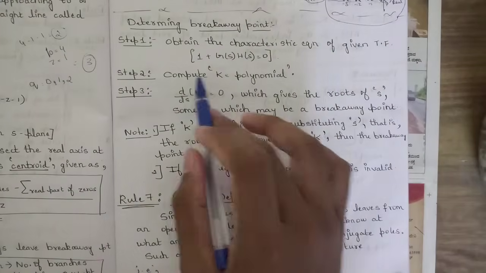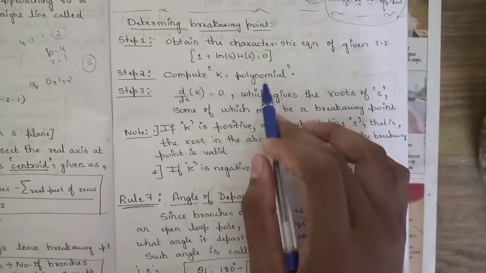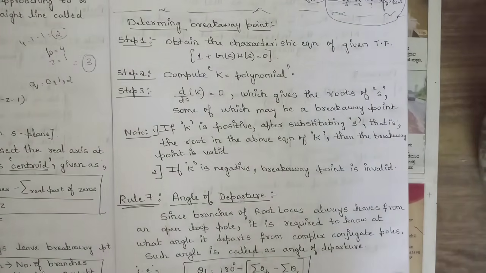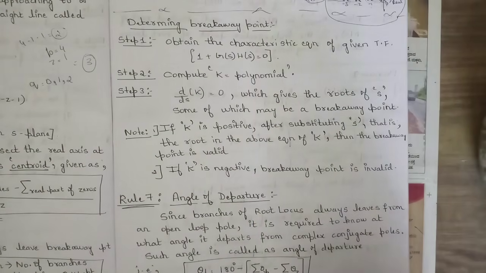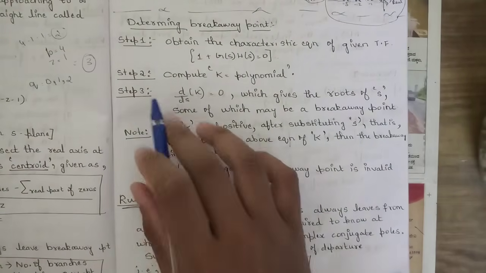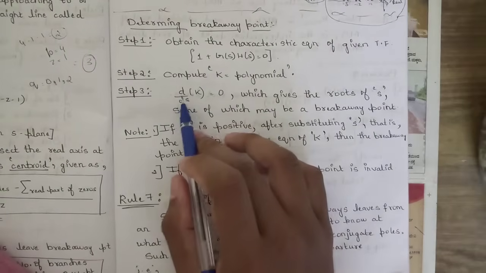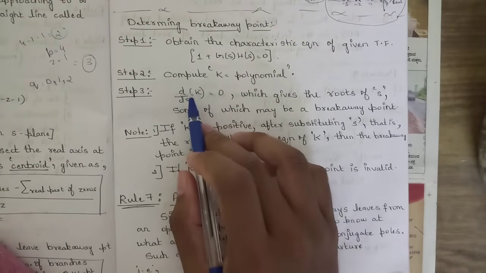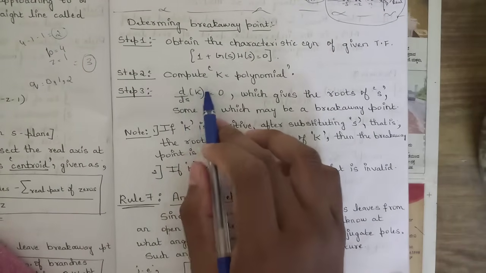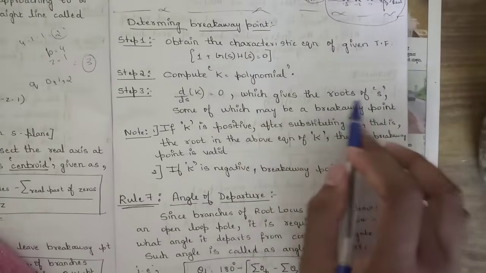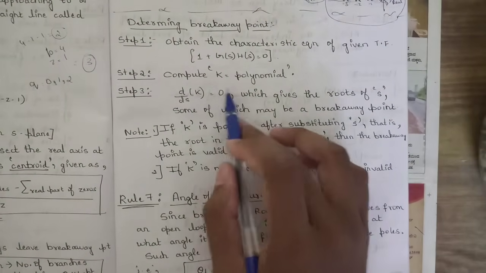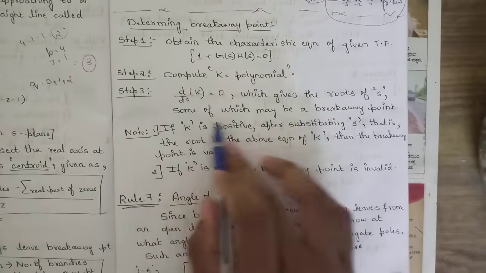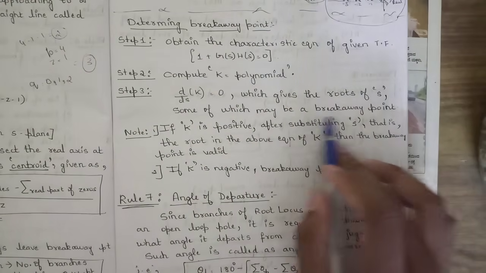From that transfer function we need to compute the k polynomial, that is, bring k to one side and all the other terms to the other side, in order to calculate step 3, that is dk by ds. That is, take the derivative of k with respect to s, which gives us the roots of s. When we set dk by ds equal to 0, we get the roots of s, some of which may be a breakaway point.